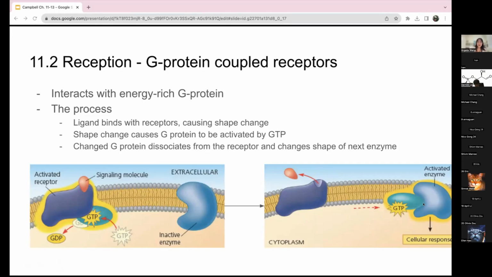This activated G protein, after dissociation, can change the shape of the next enzyme, which then leads to further cellular processes. Mutations in this pathway can be very harmful and lead to cancer, since if the G protein is always active, the cell will continue this pathway even without stimuli, and then proliferate or produce its proteins or these cellular responses excessively.